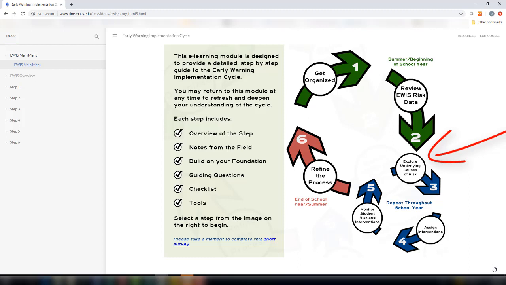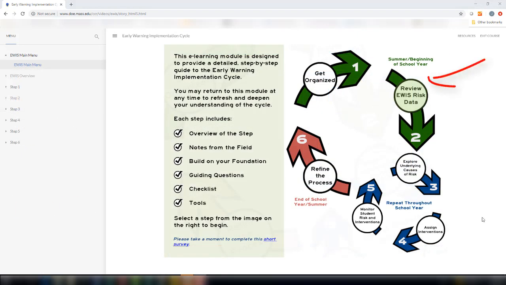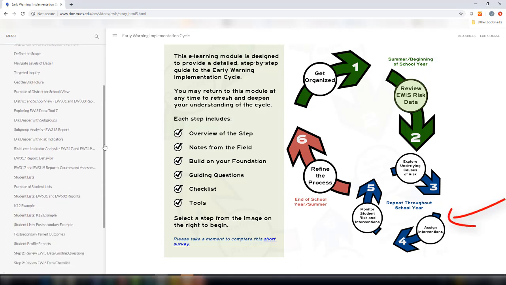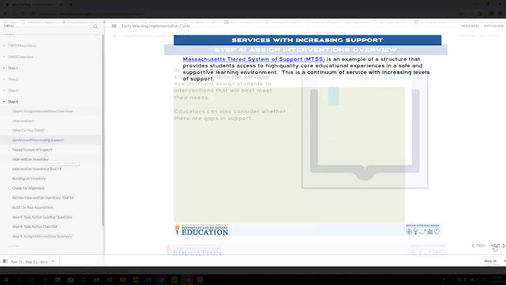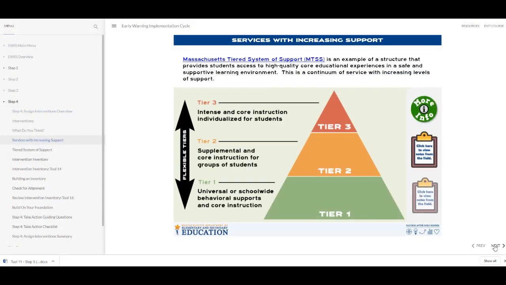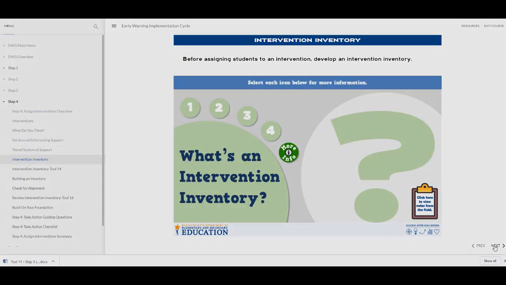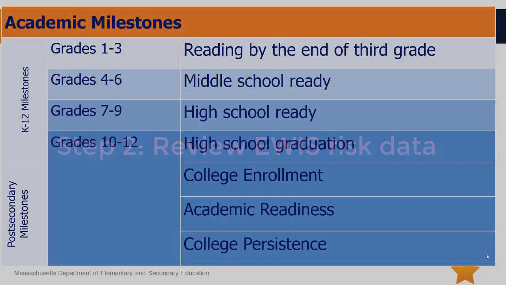Step 3 of this cycle is about uncovering the reason or reasons why students are at risk of not meeting academic milestones, and builds on the review of early warning data in the previous step. Results from Step 3 can inform the next step. In Step 4, Take Action, interventions, supports, or other changes are identified or developed that align with the student's strengths and needs. Here's a closer look at how this works.